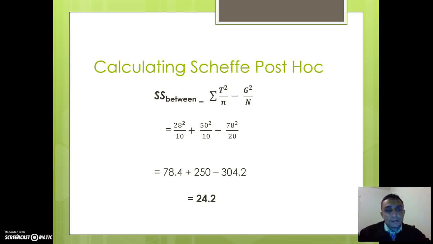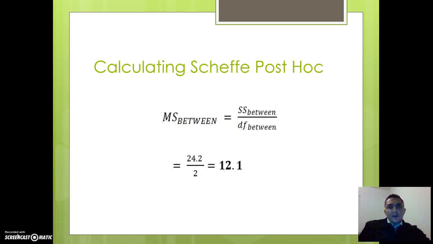Remember that. So mean square between equals sum squares between divided by degrees of freedom between. So we have 24.2 divided by 2. Degrees of freedom is k minus 1. Remember that. So it's 3 minus 1, which is 2. So now we have the mean square between is 12.1.